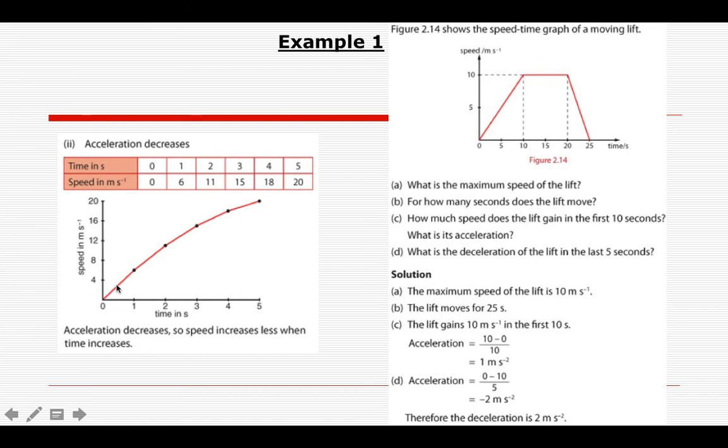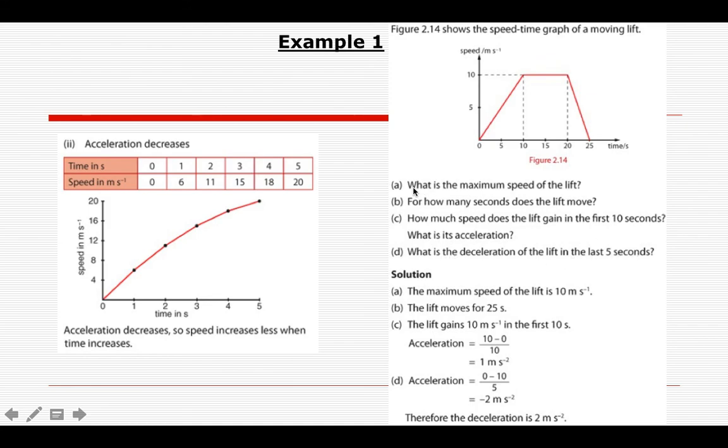Now let's do an example. We have a graph like this, and we want to calculate what is the maximum speed of the lift, for how many seconds does the lift move. This diagram is a speed time graph of a moving lift. And then how much speed does the lift gain in first 10 seconds, what is the acceleration, what is the deceleration of the lift in last 5 seconds.